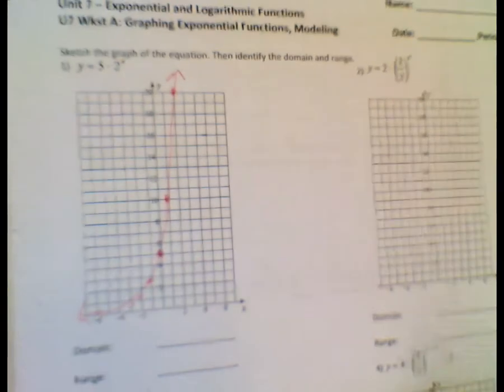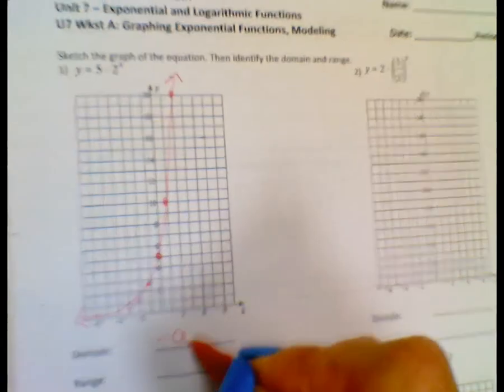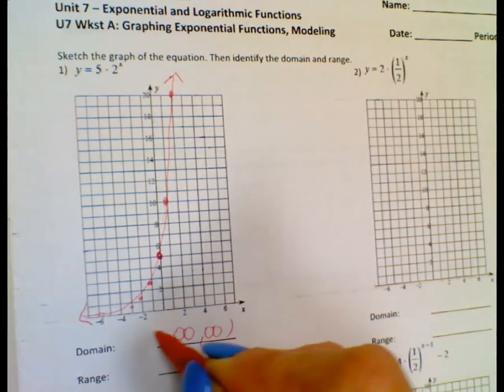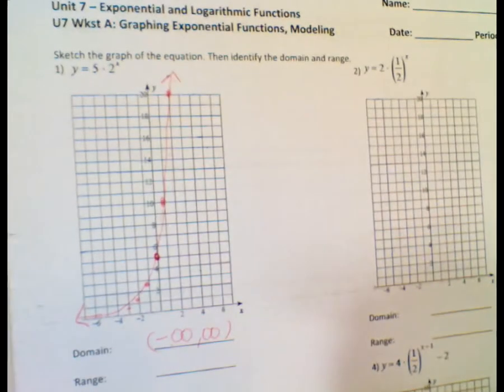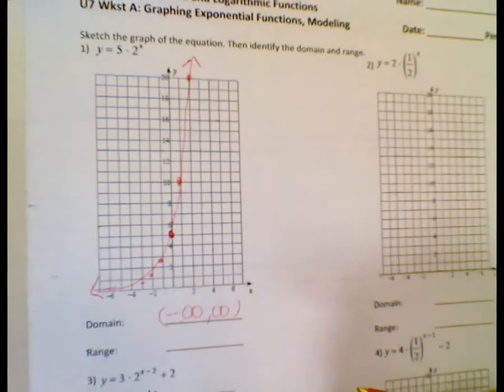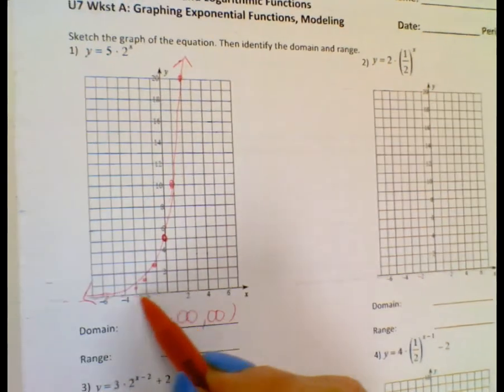Okay, so what is your domain? Your domain is always real numbers in these problems. Negative infinity to infinity is how far left, how far right. It's the range that's going to change problem per problem. This definitely has an asymptote of 0.